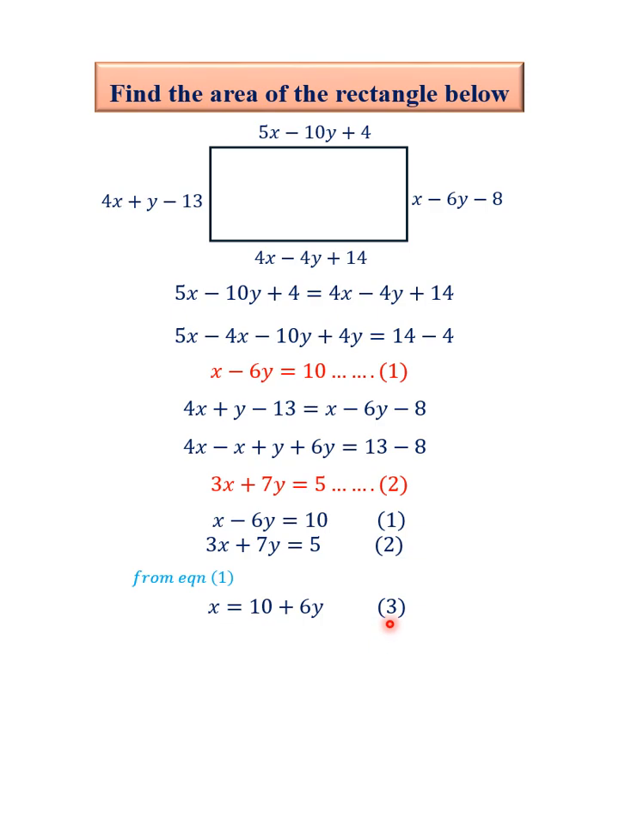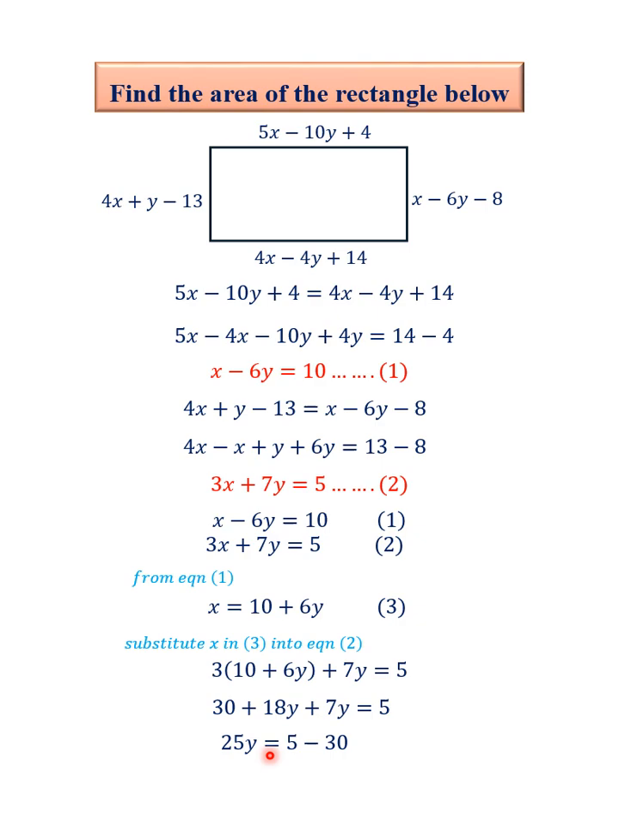What we just need to do is to put the value of x into the second equation, which is equation 2. So if we substitute x in equation 3 into equation 2, we have 3 into 10 plus 6y, because x is 10 plus 6y, plus 7y equals 5. Opening up the bracket, we have 30 plus 3 times 6, 18y plus 7y equals 5. Let's collect like terms. 18y plus 7y is 25y. If 30 crosses over, it becomes negative 30. So we have 25y equals 5 minus 30. That means 25y equals minus 25. Let's continue on the next page.